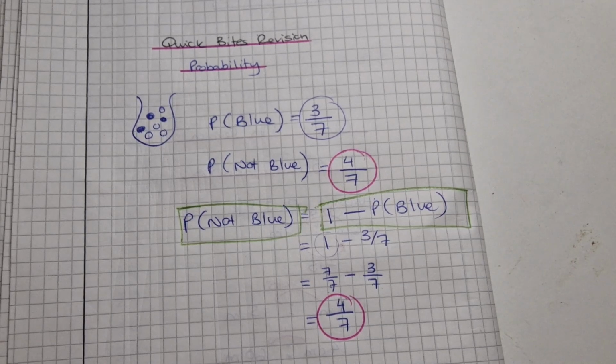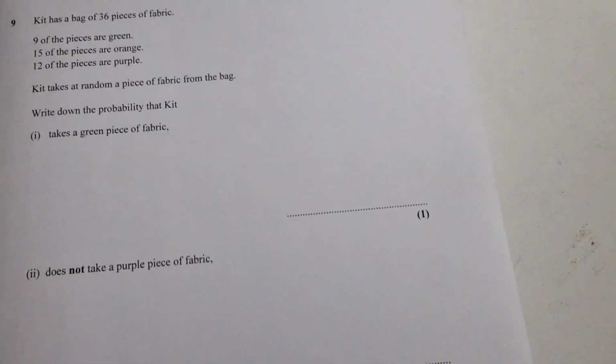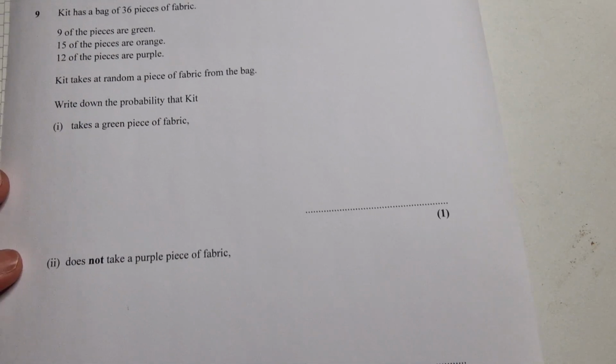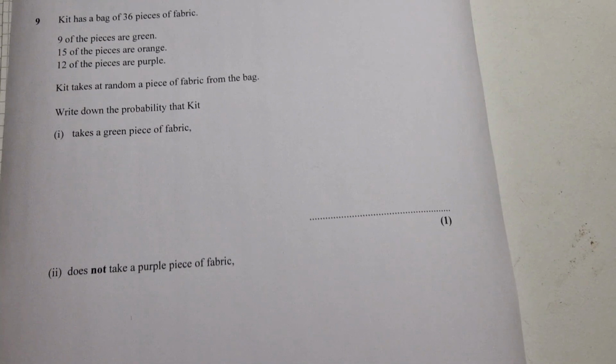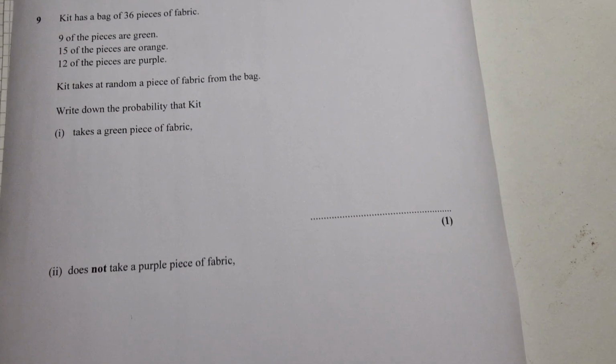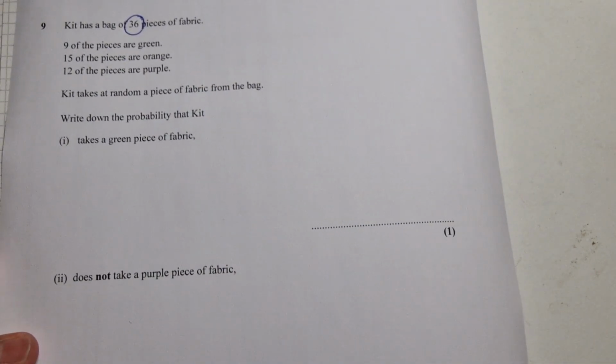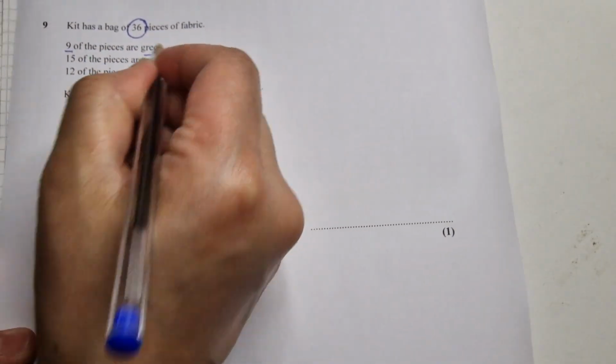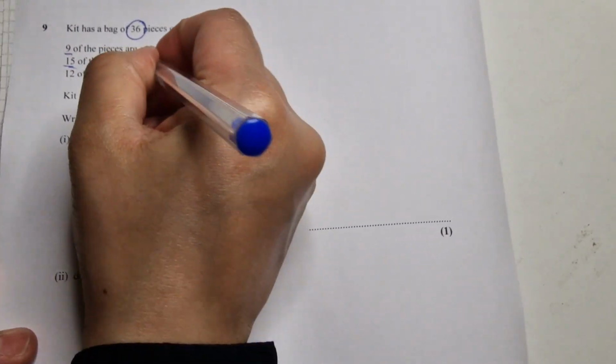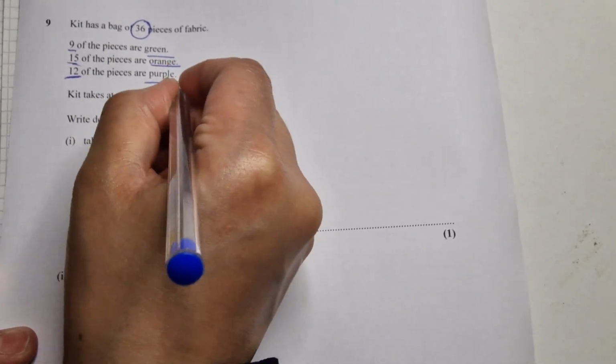Okay, so let's try another question. Here we go, guys. Pause the video and have a go. Right, so I've got this time. Kit has a bag of 36 pieces of fabric. 9 of the pieces are green. 15 of the pieces are orange. 12 of the pieces are purple.